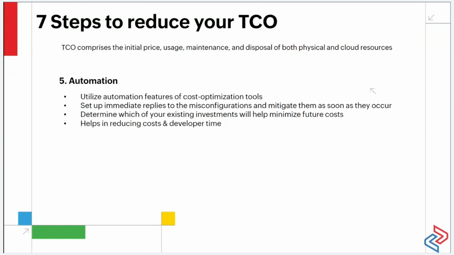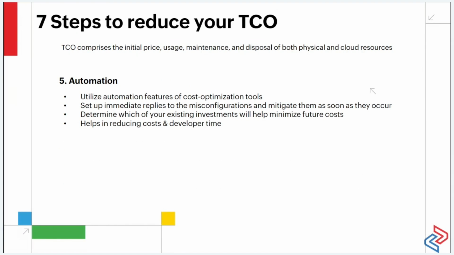Automation. Automation features of cost optimization tools are something that would be extremely beneficial in reducing your total cost of ownership. You can set up events to detect misconfigurations, and these automation tools will help you trigger certain workflows, which will help you capture whenever there is a spike in usage that's going to happen because of a simple workflow, and raise the flag to you at the right time so that you can go ahead and fix it.